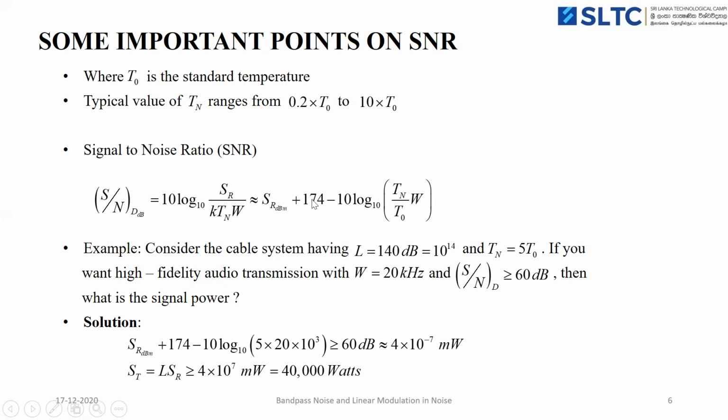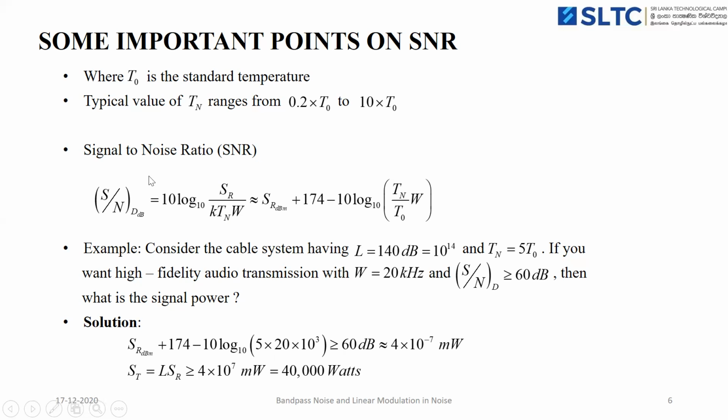And here the 174 comes from K into T naught, because we are multiplying both numerator and denominator by T naught, so that we can separate K into T naught, which equals 174 in dBm. The remaining term is Tn by T naught into W. So that is the last term, Tn by T naught into W.